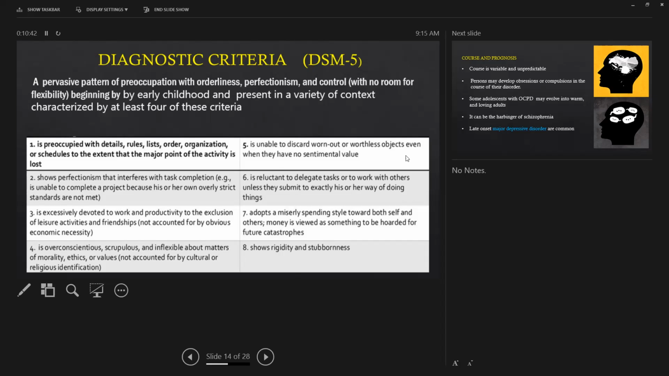Adopts a miserly spending style towards both self and others. Money is viewed as something to be hoarded for future catastrophes. They show rigidity and stubbornness. Out of these 8, at least 4 should be present to diagnose obsessive compulsive personality disorder.